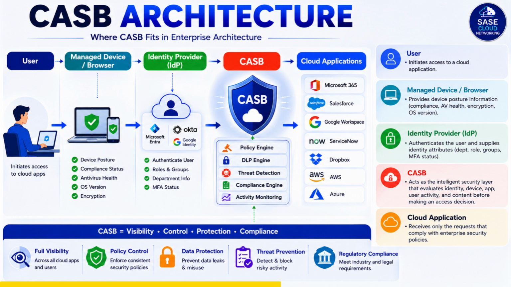User. Initiates access to a cloud application. Managed device. Provides device posture information such as compliance status, antivirus health, encryption, and operating system version. Identity provider. Authenticates the user and supplies identity attributes like department, role, group membership, and MFA status. CASB. Acts as the intelligent security layer that evaluates identity, device posture, application, user activity, and content before making an access decision. Cloud application. Receives only the requests that comply with enterprise security policies.